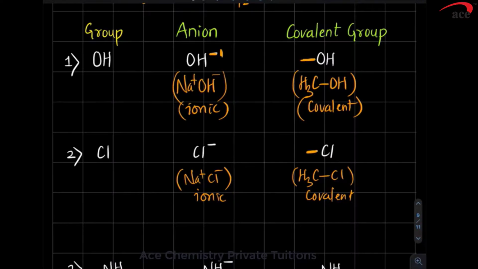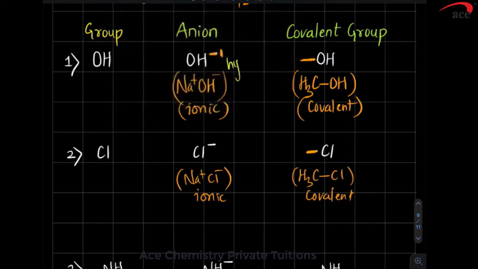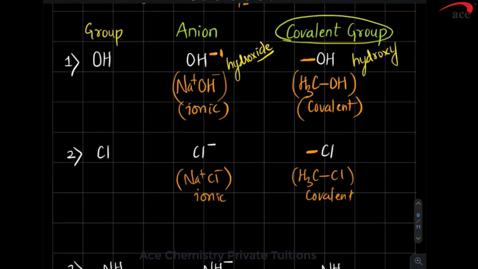Yes, correct. And they have a different name. The name in this case is hydroxide, while this gets the name hydroxy. Are you able to see? As the nature of the group changes, their name also changes. If it is covalent, it is hydroxy. If it is ionic, it gets the name hydroxide. Similarly, this gets the name chloride, while this gets the name chloro.